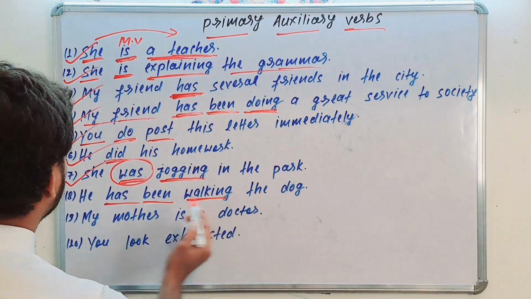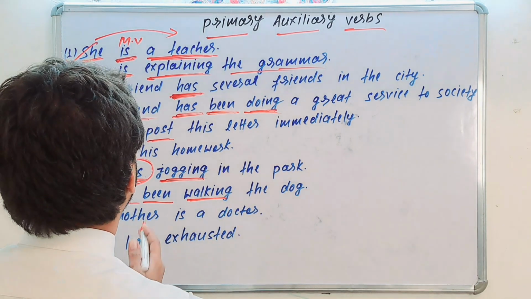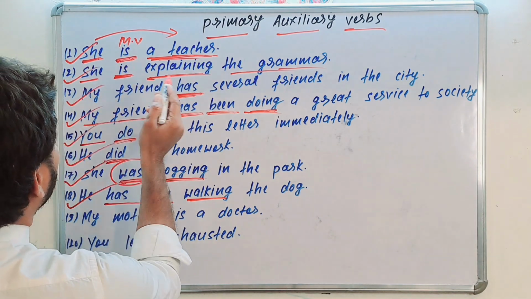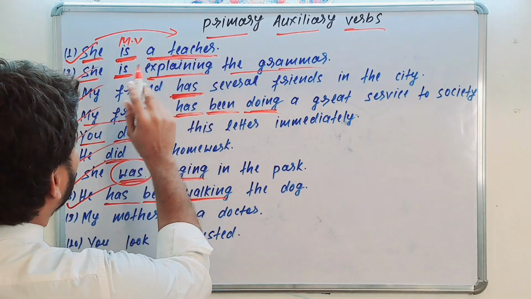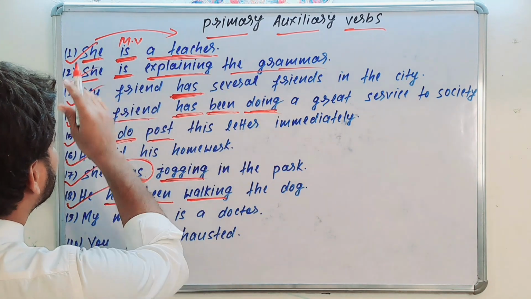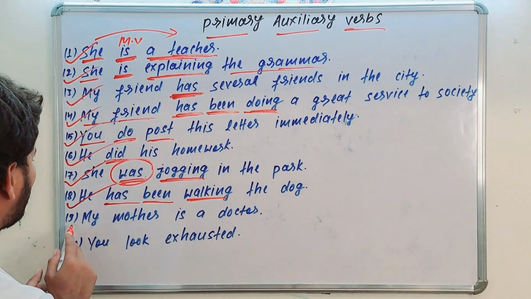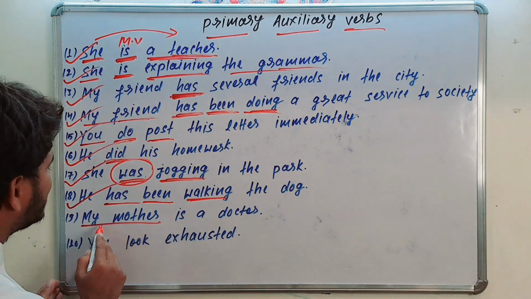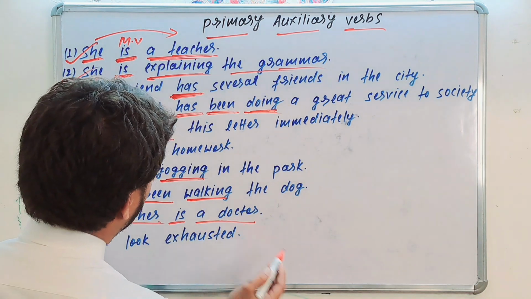He has been walking the dog. And next one, my mother is a doctor. And like, she is a doctor. See, your subject, and is is a linking verb or main verb, a lexical verb. A doctor is the complement, which joins the subject to its complement. My mother, this is your subject, is is the linking verb, a doctor is the complement.